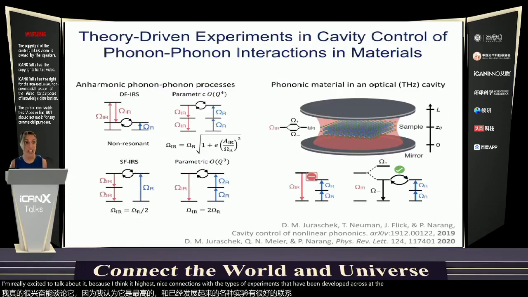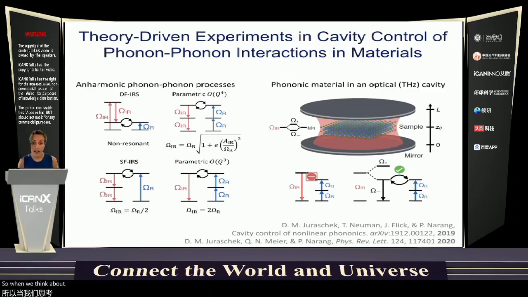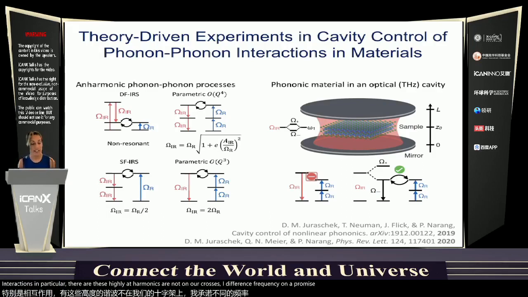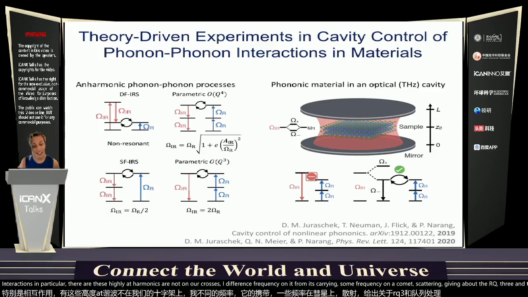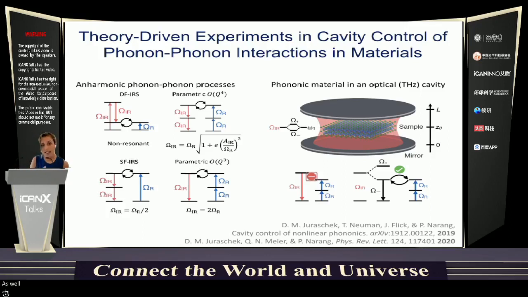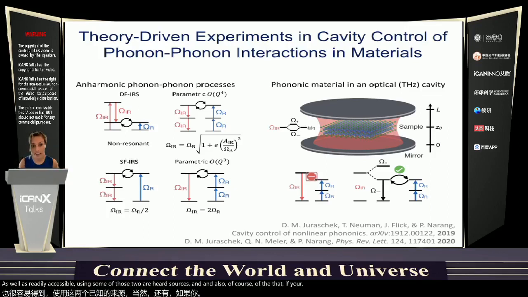So when we think about nonlinearities in some of these systems, you can think about phononic interactions. In particular, there are these highly anharmonic phonon-phonon processes, difference frequency ionic Raman scattering, sum frequency ionic Raman scattering. You think about the Q3 and Q4 processes. These nonlinearities are all allowed from symmetry, as well as readily accessible using some of those terahertz sources and also, of course, some of the FEL experiments that I alluded to.